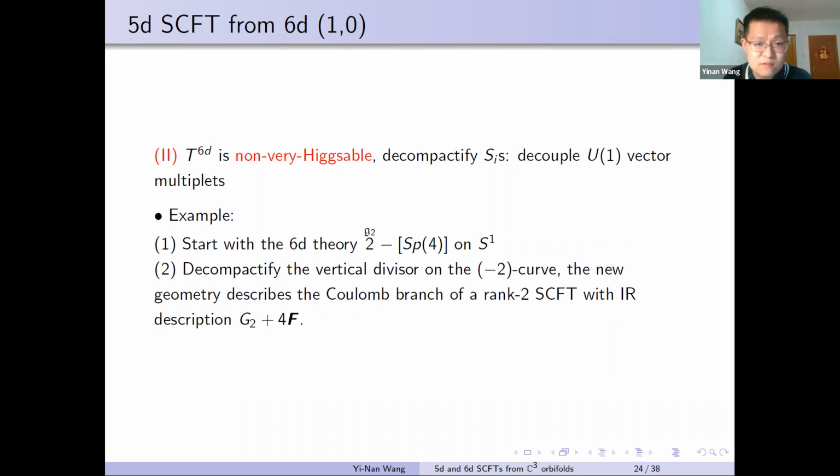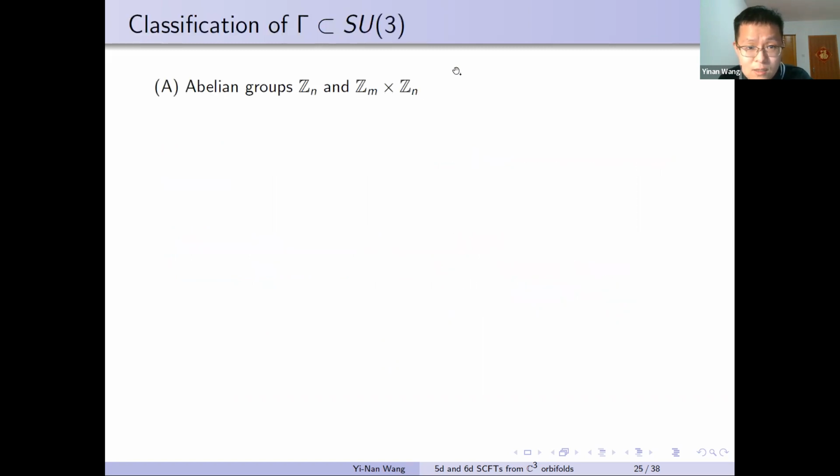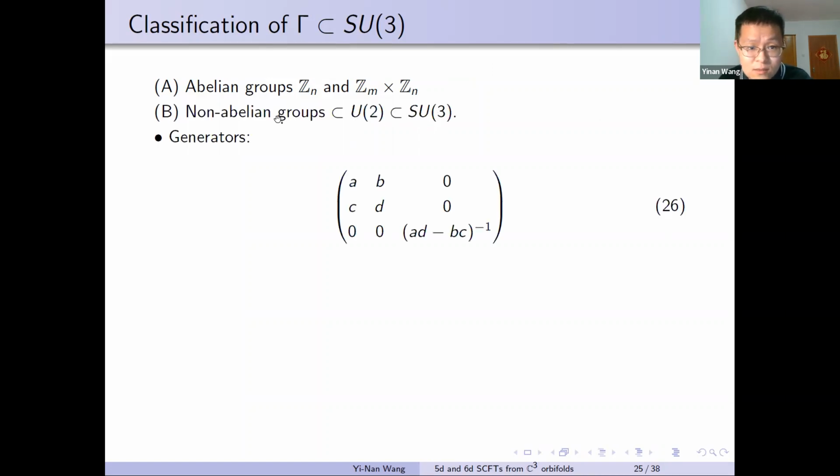So this was the introduction of the 6D SCFT and the relation to the 5D ones. So now let's talk about the detailed examples and the classifications of the finite subgroup gamma of SU(3). So the simplest examples are just abelian cases, which include Z_n and D_m times Z_n. And besides that, we can also consider the non-abelian finite subgroups of U(2), which, because U(2) is a subgroup of SU(3), are also finite subgroups of SU(3). But these are not the finite subgroups of SU(2). Okay.